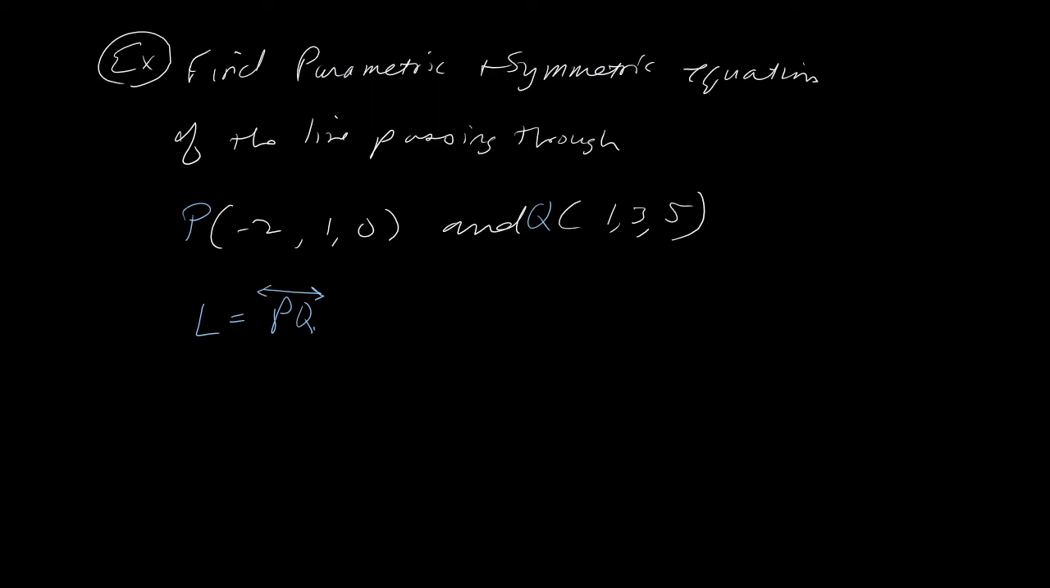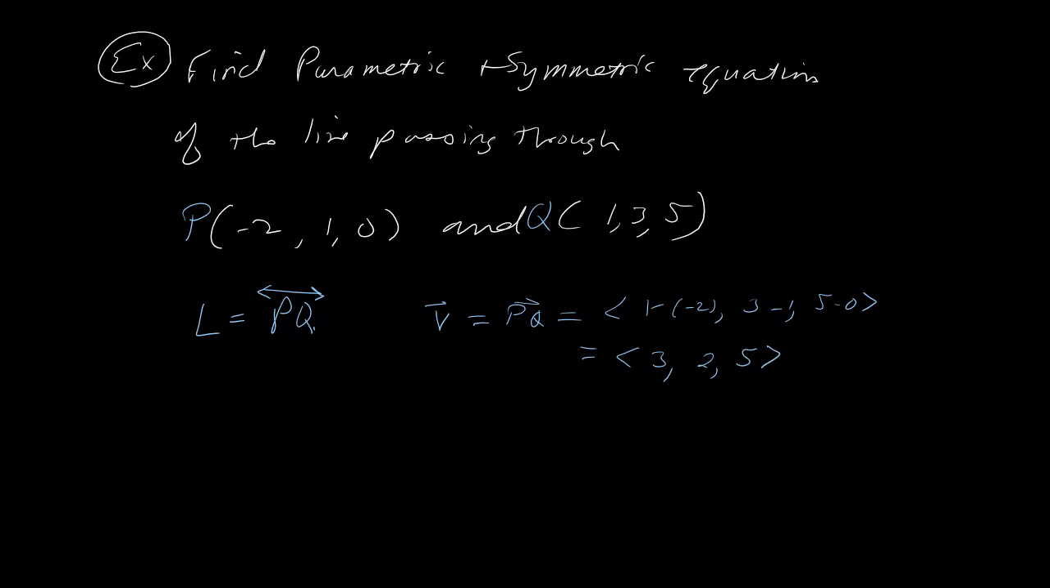I put arrows on both ends because it is a line. So I need a vector parallel to this line. Well, the vector between P and Q is parallel to this line. So that's going to be 1 minus negative 2, 3 minus 1, 5 minus 0. So that is 3, 2, 5. Now we have a direction vector with direction numbers.